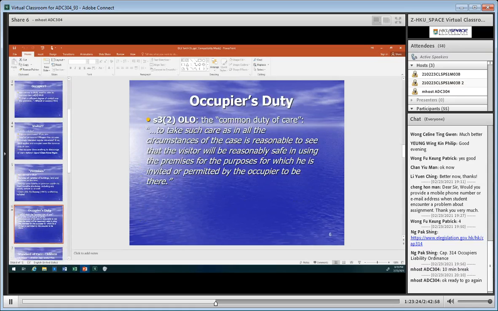All right, so what is the occupier's duty? And remember the elements of negligence. The defendant must owe a duty of care to the plaintiff.